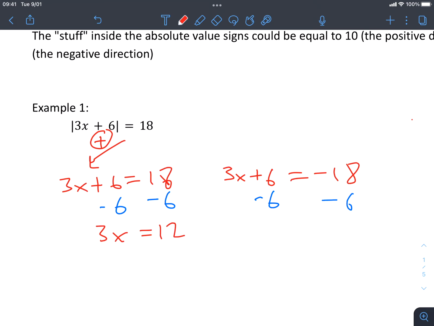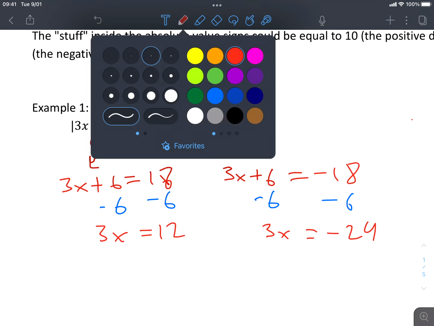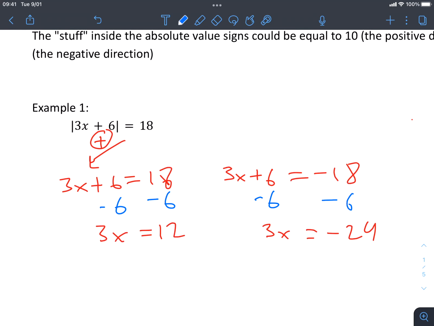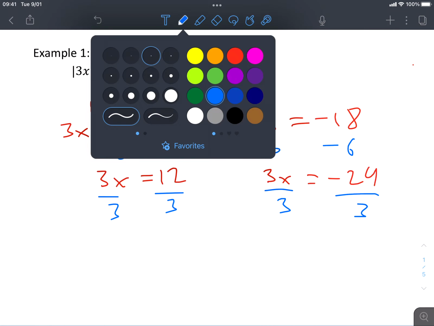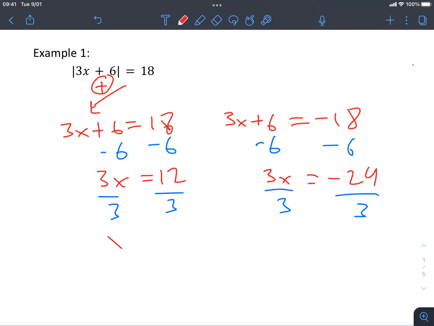So 3x is equal to 12 here, and 3x is equal to negative 24 here. To get rid of the 3, I would need to divide. So I'm going to divide both sides by 3 on both equations. And x for this one is equal to 4, and x for this one is equal to negative 8. So we have two solutions. x is equal to 4 and x is equal to negative 8.